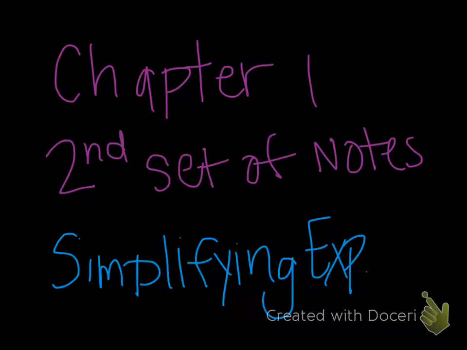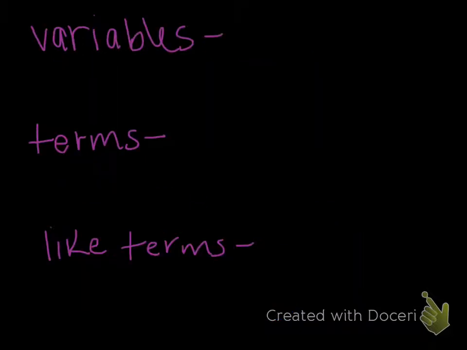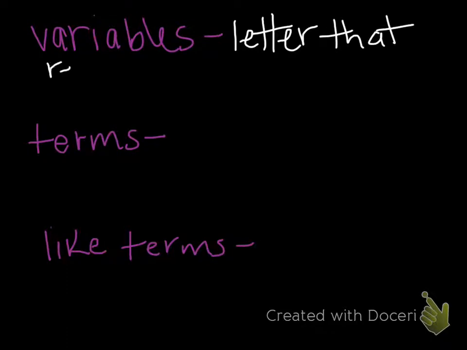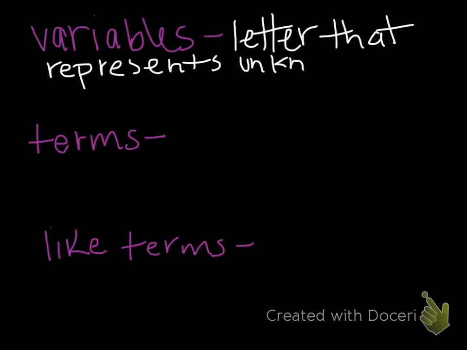Today we are doing the second set of notes of Chapter 1, and we're going to be talking about simplifying expressions. So we're going to go over some definitions to begin. The first definition is variables. Variables are simply any letter or symbol that represents an unknown. So you can use any letter. Typically we use X, Y, Z, and so forth, but you can use any letter of the alphabet or a symbol.